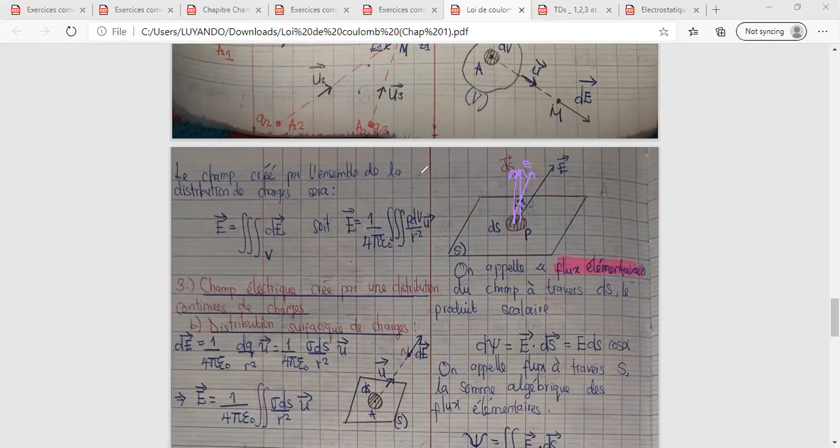Can you just try to repeat the part on the flux here, especially the formula part in reference to the diagram? Okay, let me try to go over it.